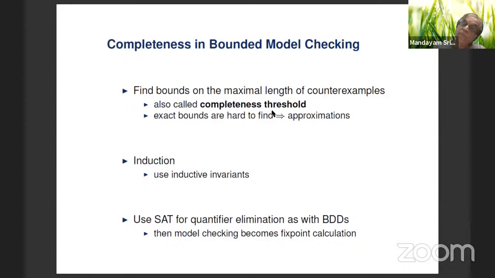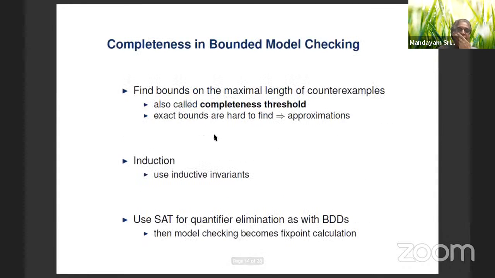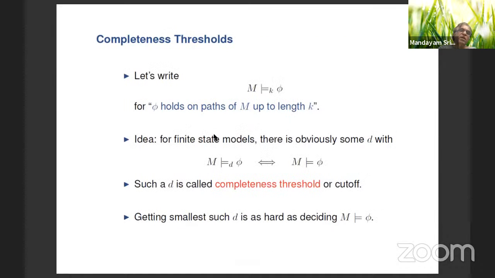So once you compute that bound for a given transition system and a formula, you can run this up to that bound. That is one approach. The other approach is what is called inductive model checking, which we will get to later on, using what are called inductive invariants, and I will introduce that. They are much more effective than these completeness threshold methods. Okay, so that is the idea. So I'll define what a completeness threshold is.